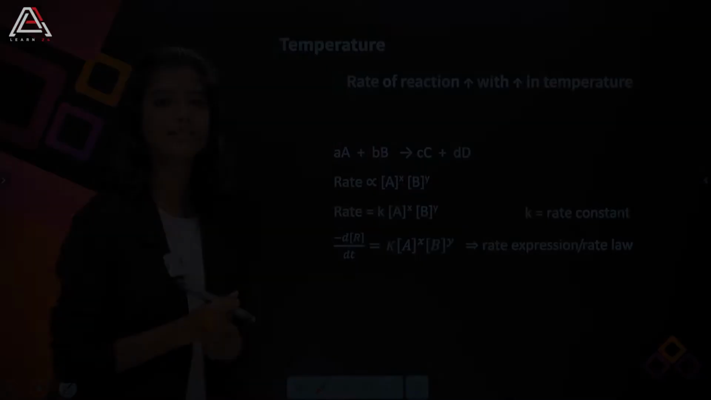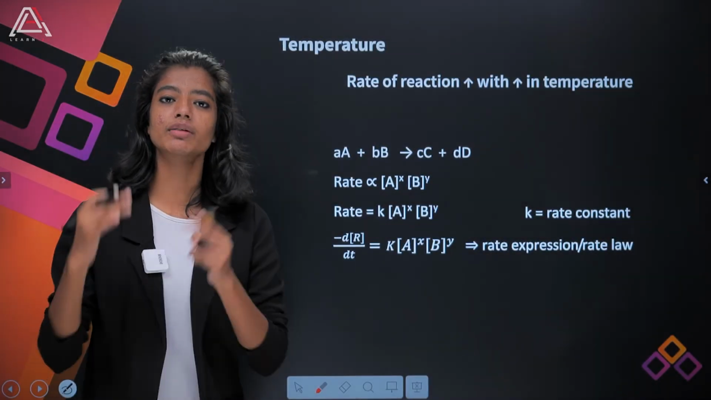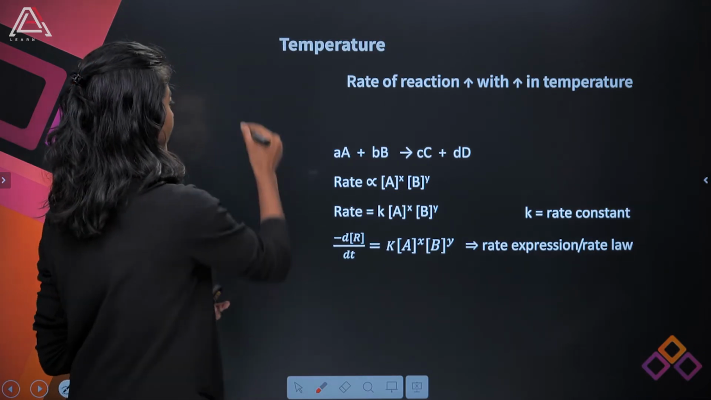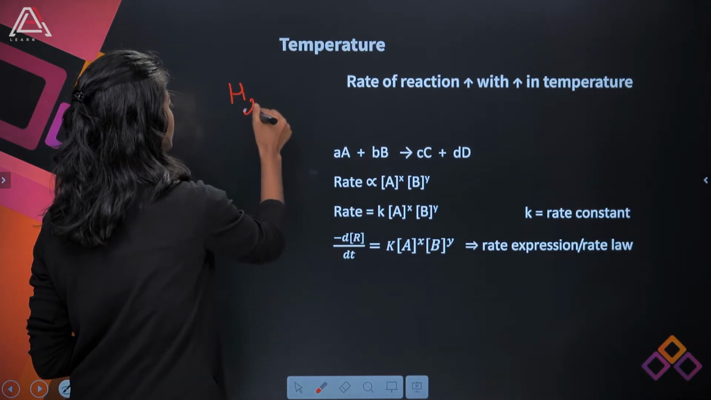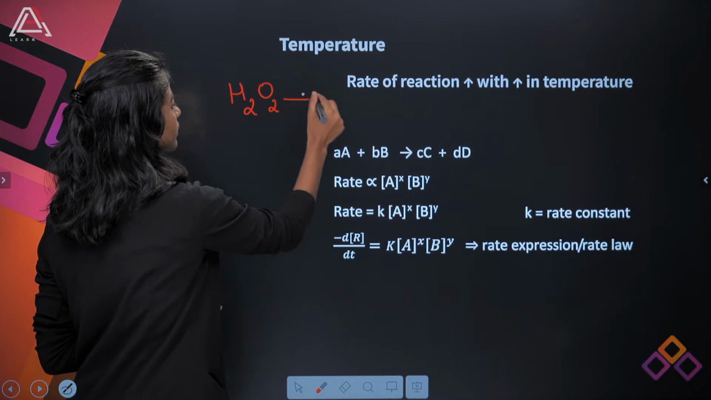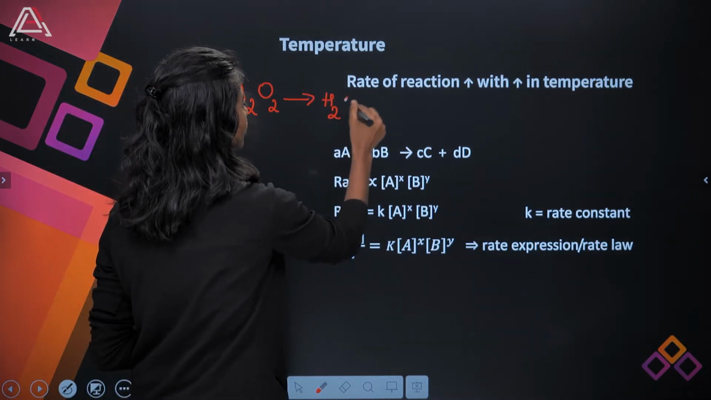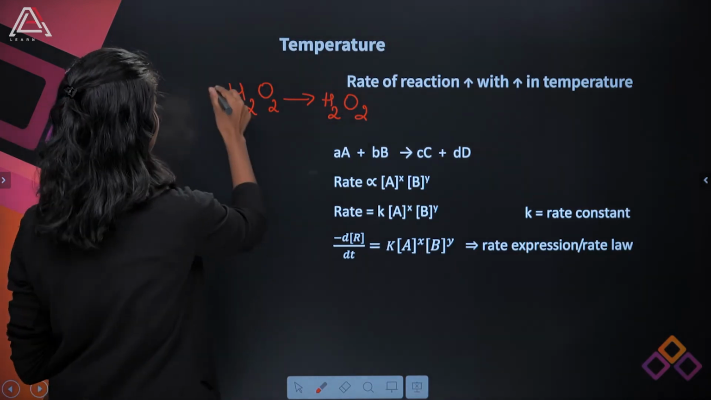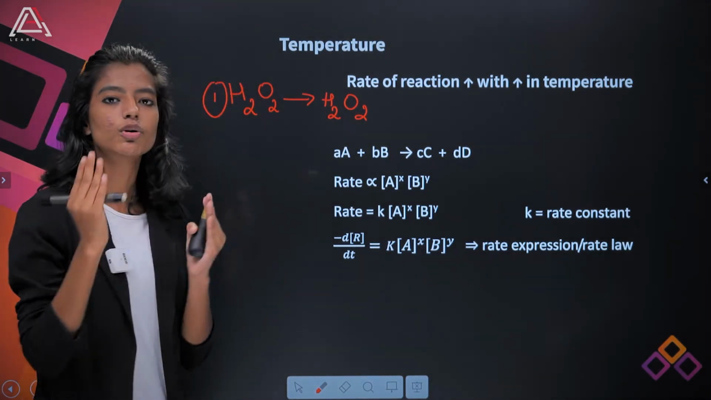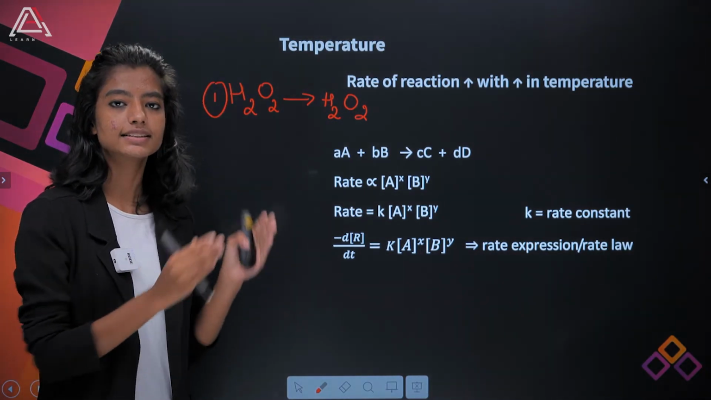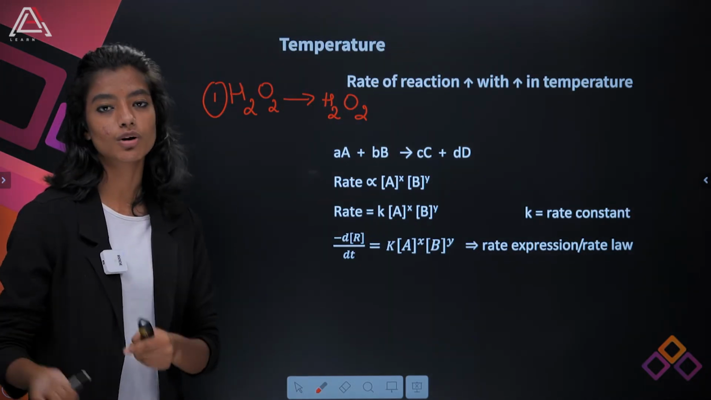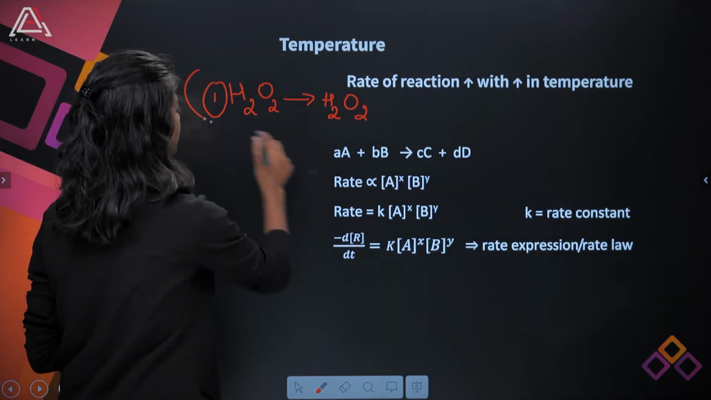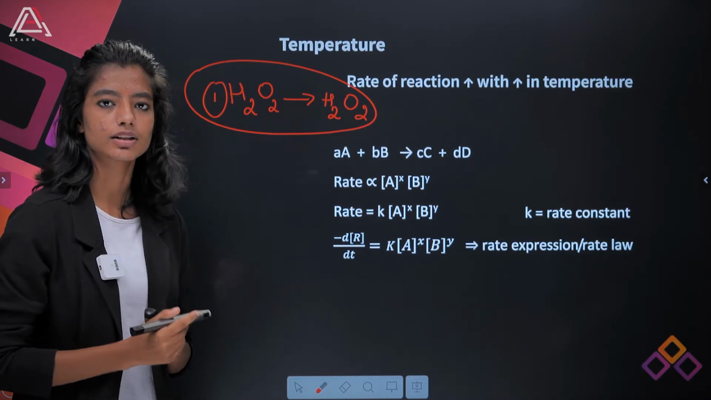Clear? Yes. Now let me give you an example for the molecularity. I have a chemical reaction: H2O2 gives H2 plus O2. The number of reacting species here is 1, right? Yes. So the molecularity is also 1. Hence this reaction is a unimolecular reaction.